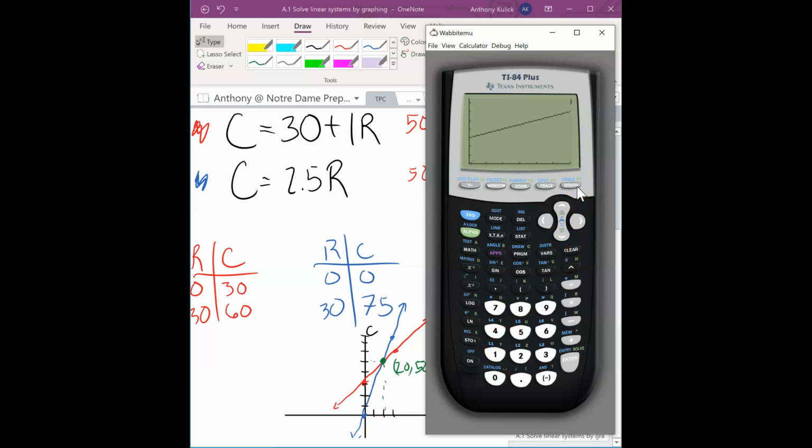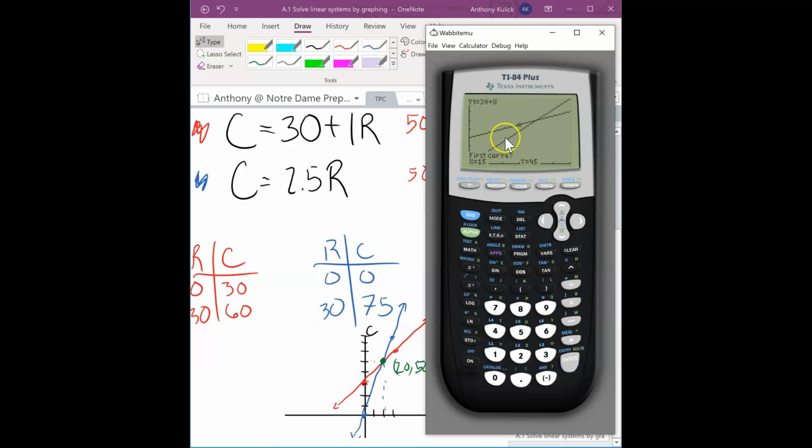So there's our first equation. There's our second equation. Here's our intersection that we're interested in. We can find that specific intersection now with our calculator. So I'm going to press second and trace. And the command that I'm going to choose is the intersect command. So I'm going to scroll down and select the intersect command.